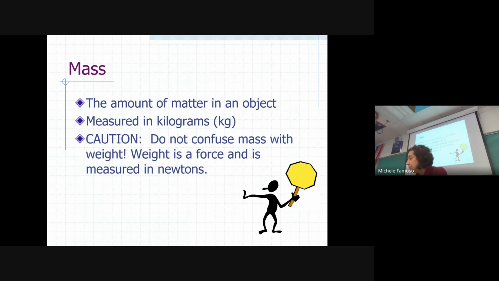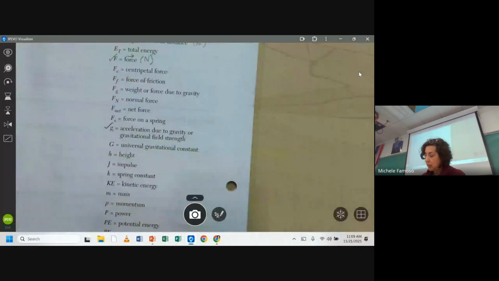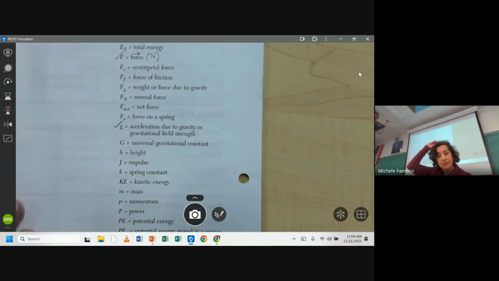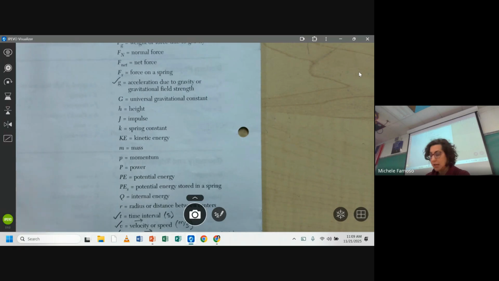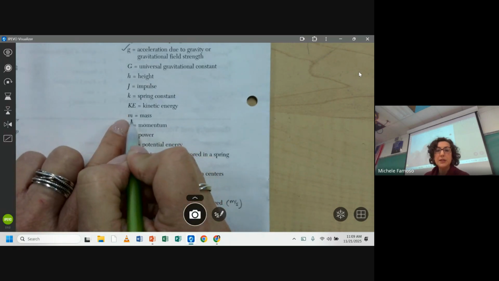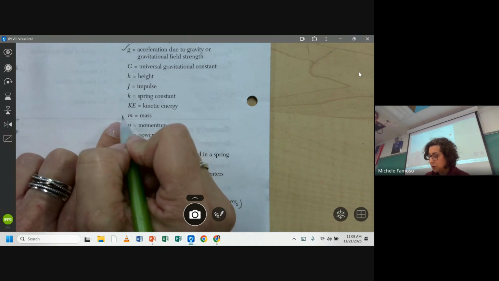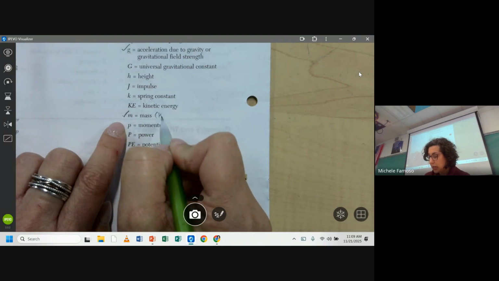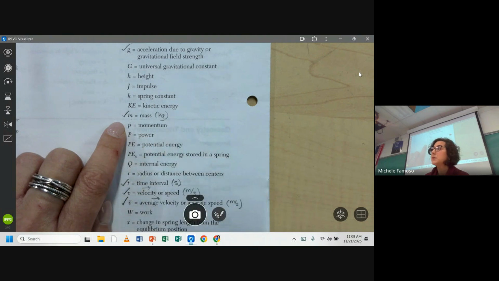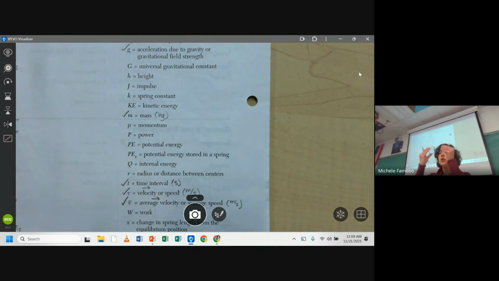One last thing. On your reference table, in the right-hand column, check off, please, the lowercase m, which refers to mass, and indicate that is in kilograms, kgs. Once you have that, you're all set for today.